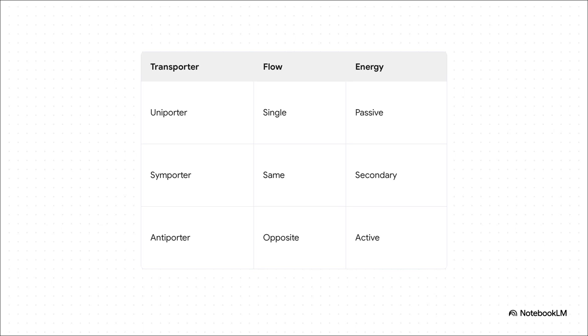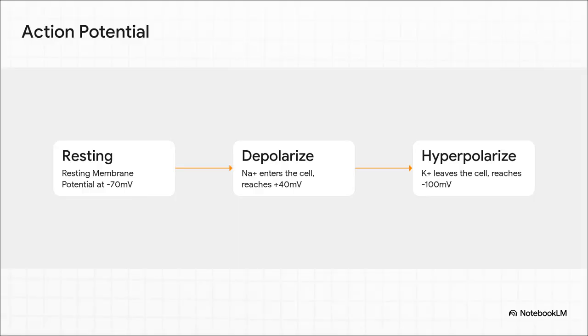A symporter couples the downhill flow of one molecule to drive a totally different molecule uphill in the same direction. An antiporter does the exact same energy coupling, but it moves the two molecules in opposite directions. So the key takeaway here is that the cell is literally using the energy of one molecule flowing naturally to force another molecule against its will. These gates also form the city's electrical alarm system, the nerve impulse, or action potential. Let's speed things up because this happens in milliseconds.